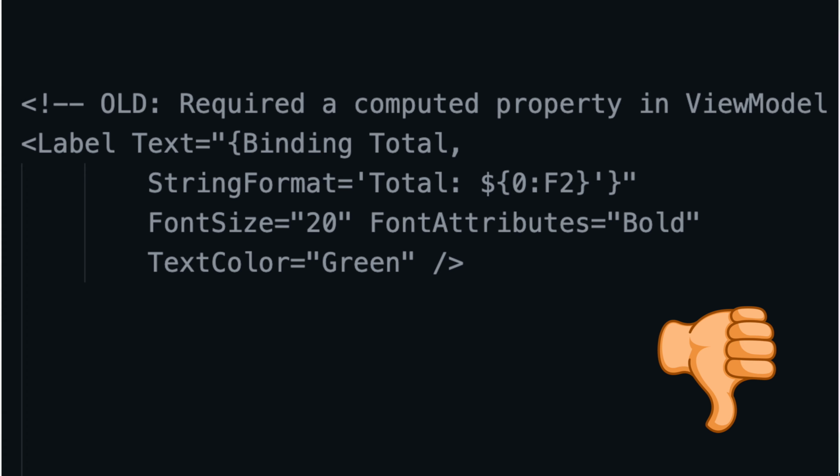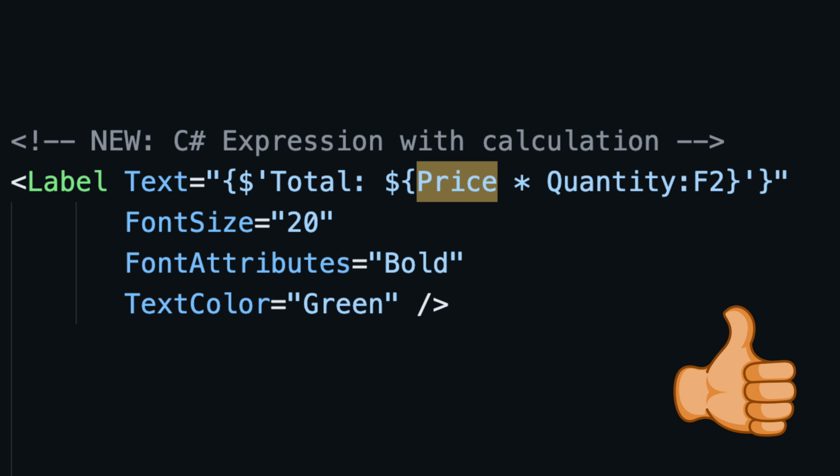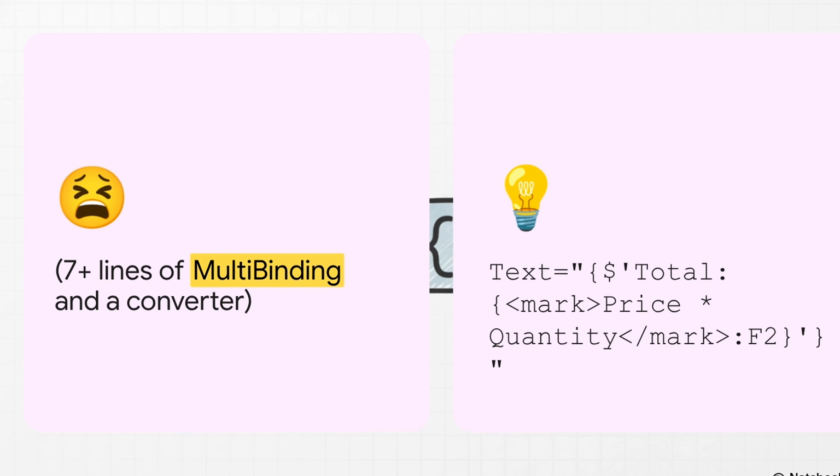It's so much more intuitive. Okay, and this is where it gets really, really amazing. Calculating a total price before, that meant a multi-binding with two separate bindings piped into a custom converter that does the math. You're talking at least 7 lines of XML plus a whole C# file. Now, it is one line. Price times quantity. You can even add formatting right there. This is an absolute game changer.